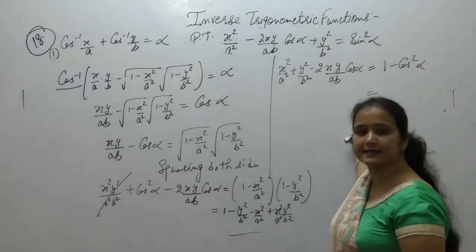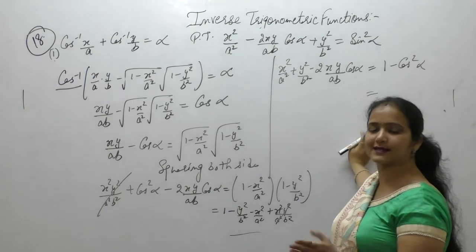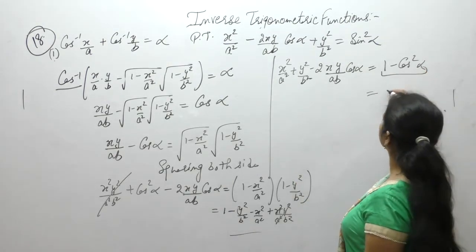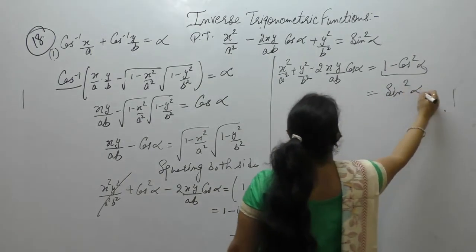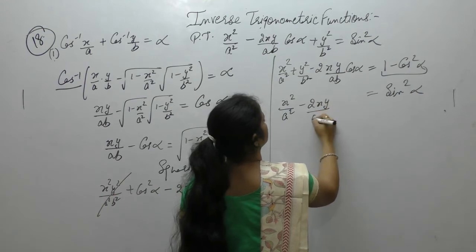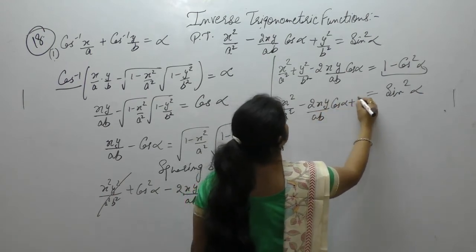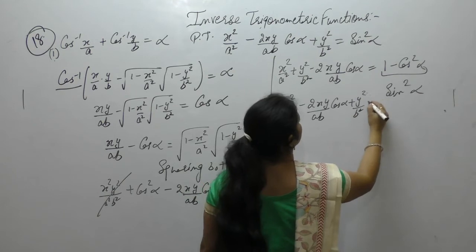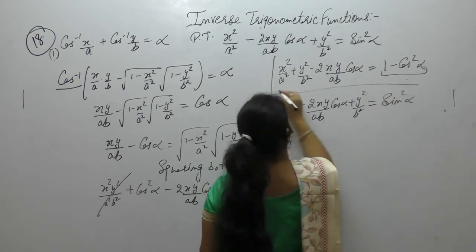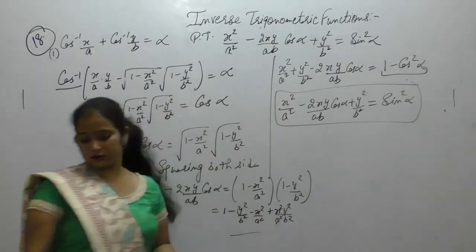We know the identity sin square x plus cos square x is equal to 1. So 1 minus cos square is equal to sin square. So this is what we want to prove: x square upon a square, minus 2xy upon ab cos alpha, plus y square upon b square is equal to sin square alpha. Note it down.